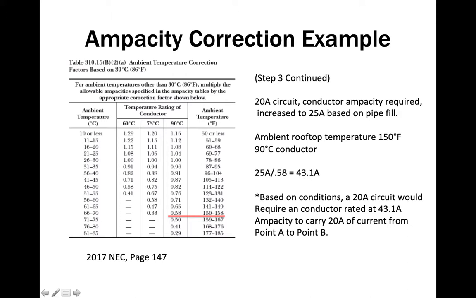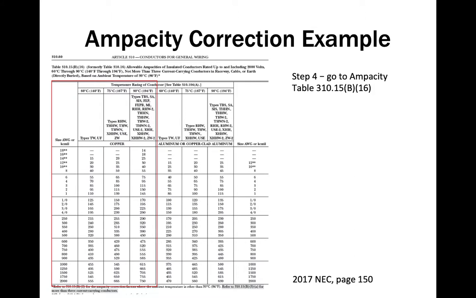So I can't use a 20 amp conductor to carry through these conditions from point A to point B. Based upon the environmental conditions of temperature and pipe fill, I need a conductor with the ampacity of 43.1 amps from point A to point B. Next, I'm going to table 310.15. This is step 4, table 310.15(B)(16).